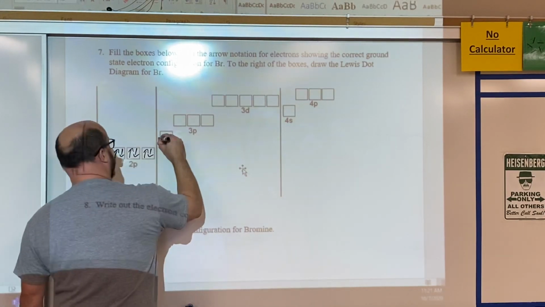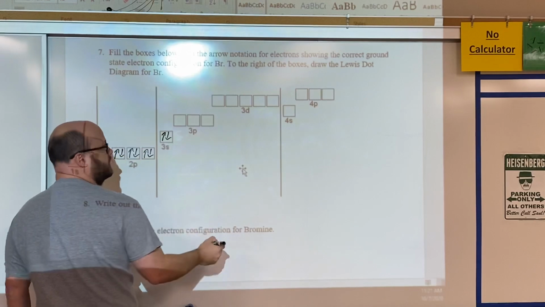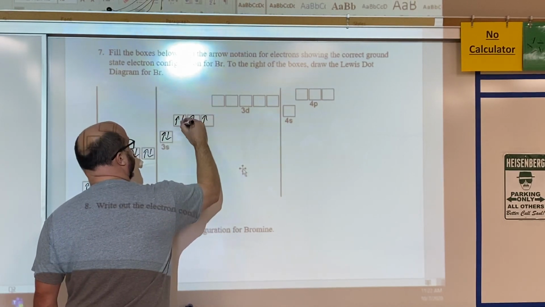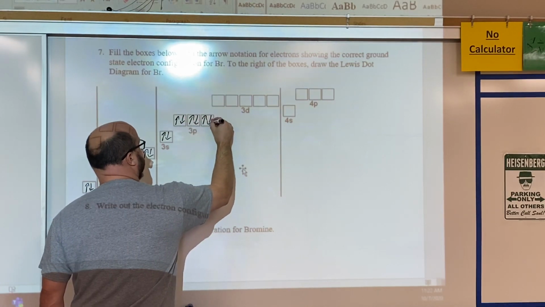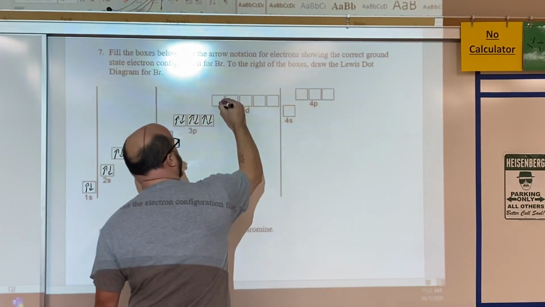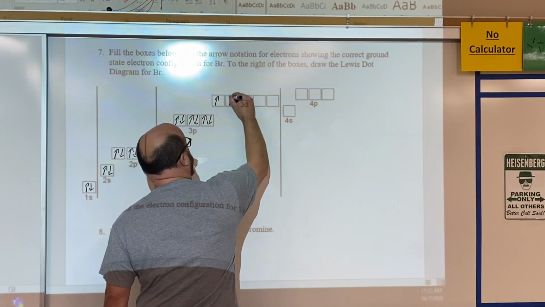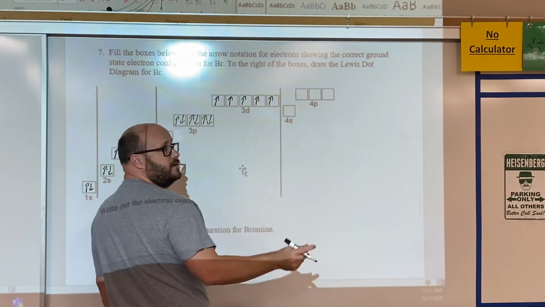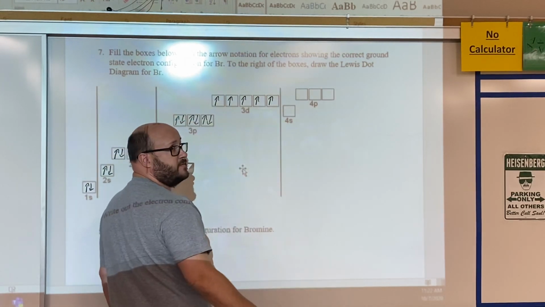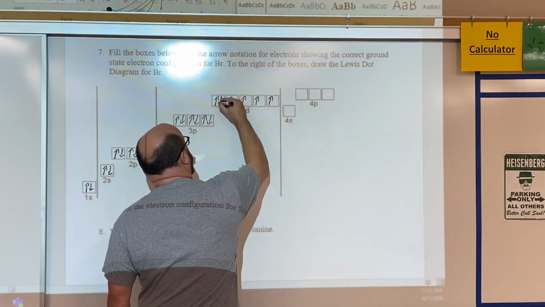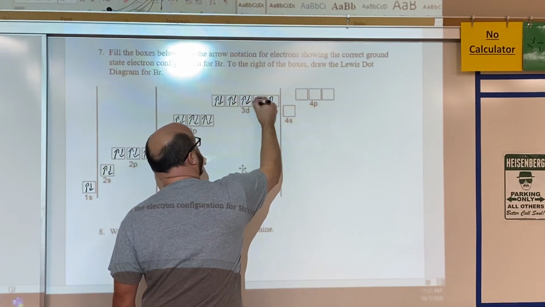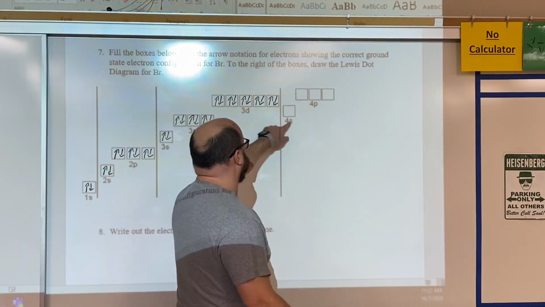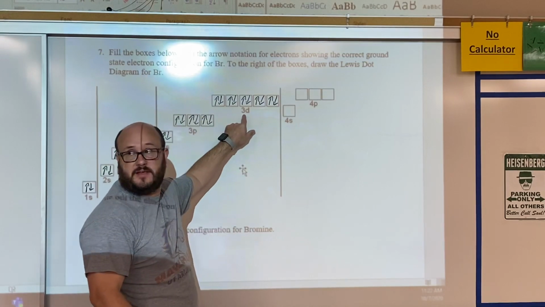Take a deep breath. 11, 12, 13, 14, 15, 16, 17, 18, 19, 20, 21, 22, 23. See how I put one electron in each of these boxes before I put a second one? 24, 25, 26, 27, 28. 4s is technically after 3d.